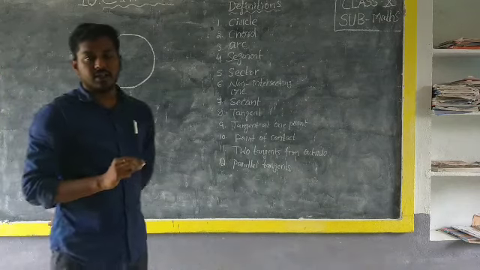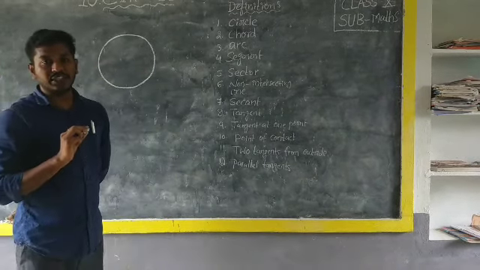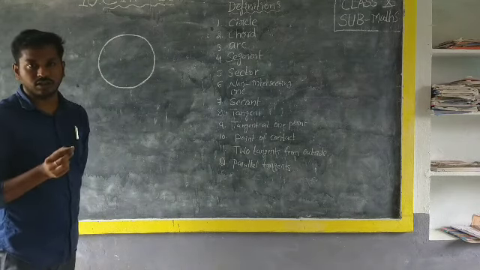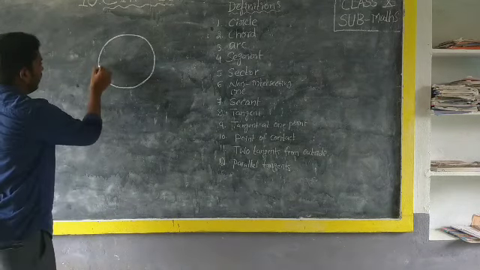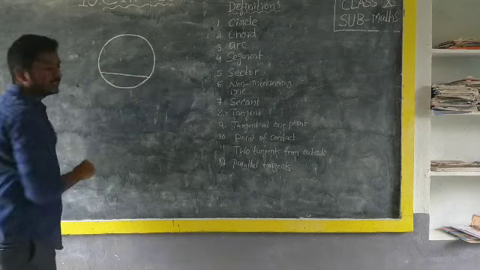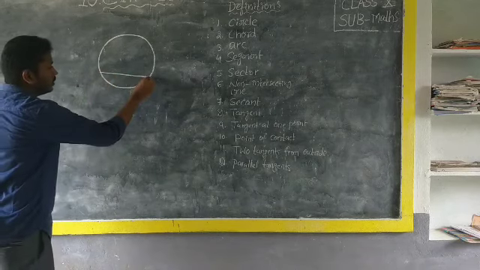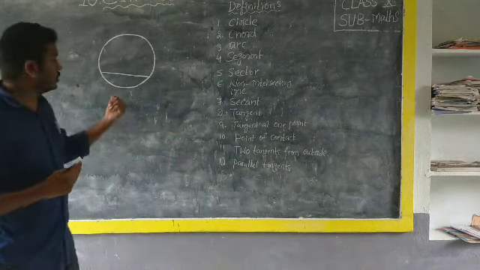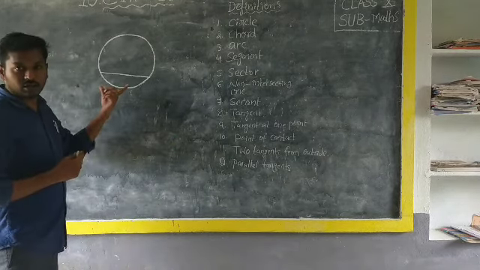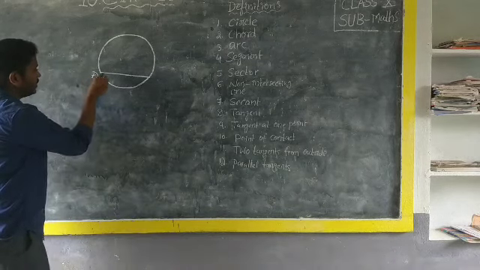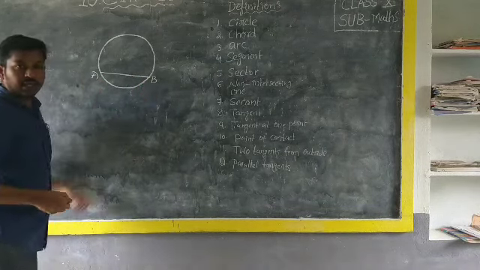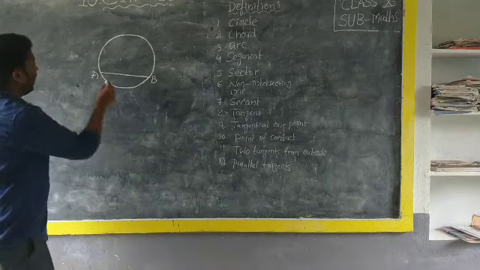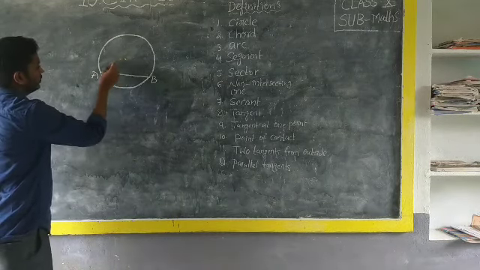In a circle, the joining of any two distinct points, that line is called chord. You have to join any two distinct points in a circle. This is one point and this is another point. For example, this point is named A and this point is named B. Here AB is called chord. And this is the center.